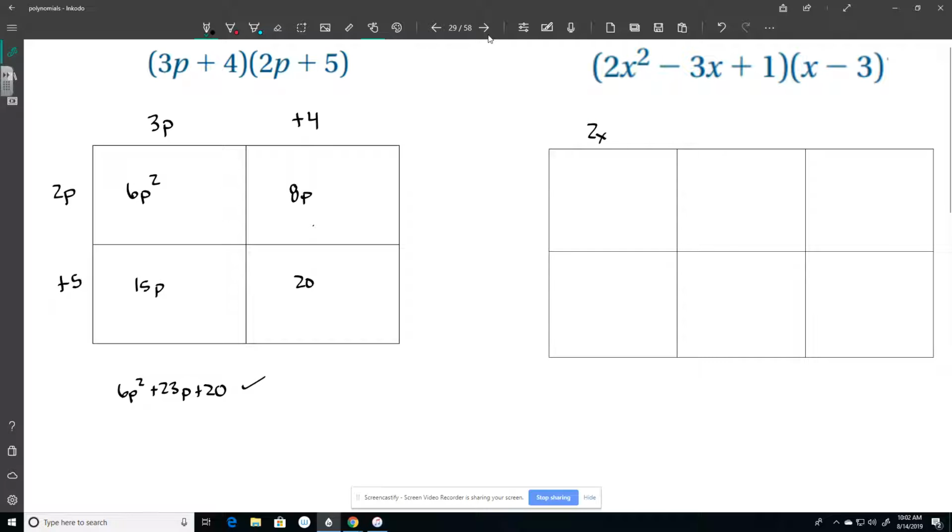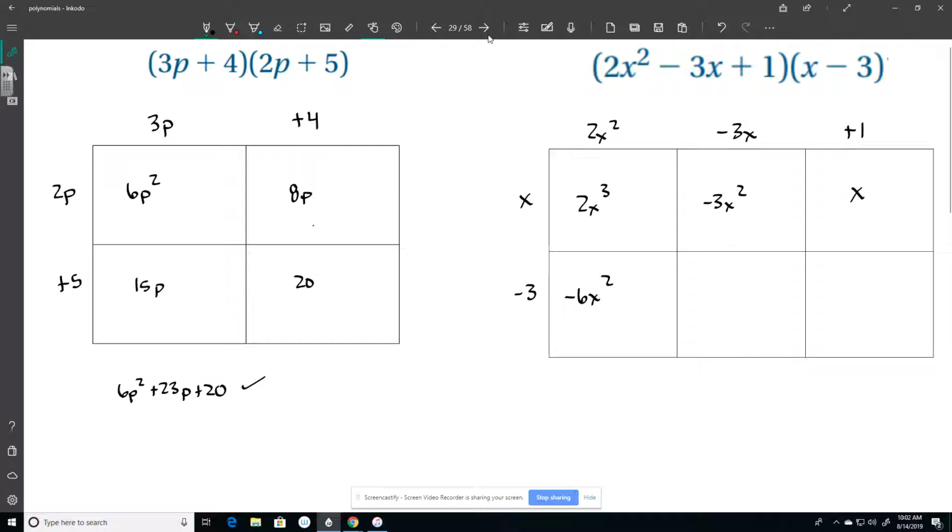So I put my 2x squared on this one, my negative 3x on this one, and my positive 1 right here. And then x going down and negative 3 from this set of parentheses. And then I do the same thing. I multiply 2x cubed. X times negative 3x is negative 3x squared. X times 1 is x. Negative 3 times 2x squared is negative 6x squared.